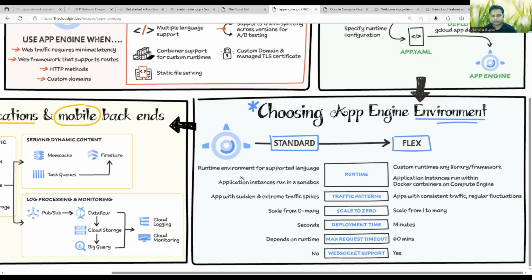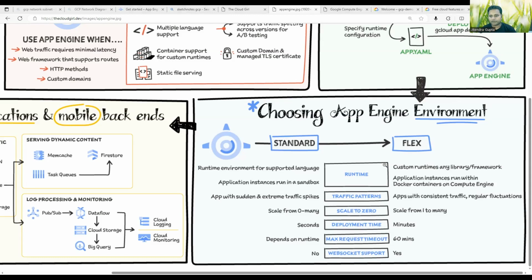Now with the standard one, you get support for limited languages, right? As I was saying, application instances run in a sandbox. Apps with sudden and extreme traffic spikes can be there, and it can be scaled from 0 to many. You can actually keep it at 0, and it starts in seconds, so you do not take much time to start. It depends on the runtime. Also there is no support for WebSocket in the standard version because this is the primitive one.